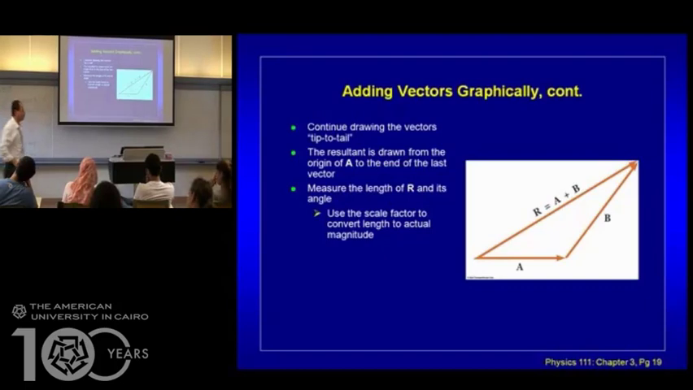So you draw A. Of course, it has to be the same units. You draw B, you draw A, and from the tip of A, you draw B. You connect the tail of A to the tip of B, and that's vector R, which is A plus B. Okay, guys?